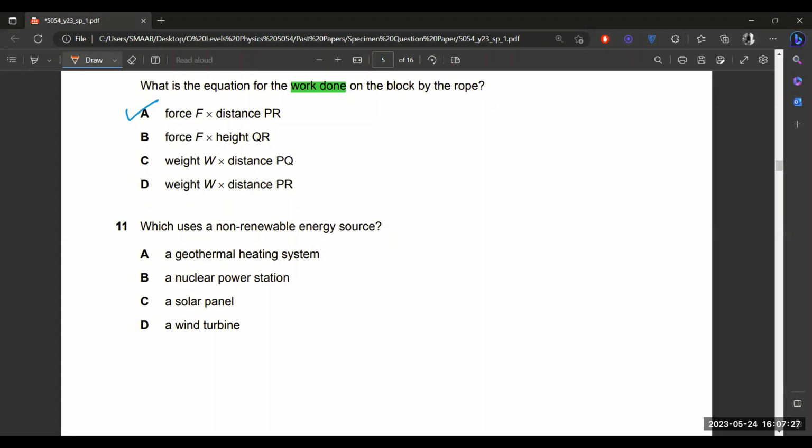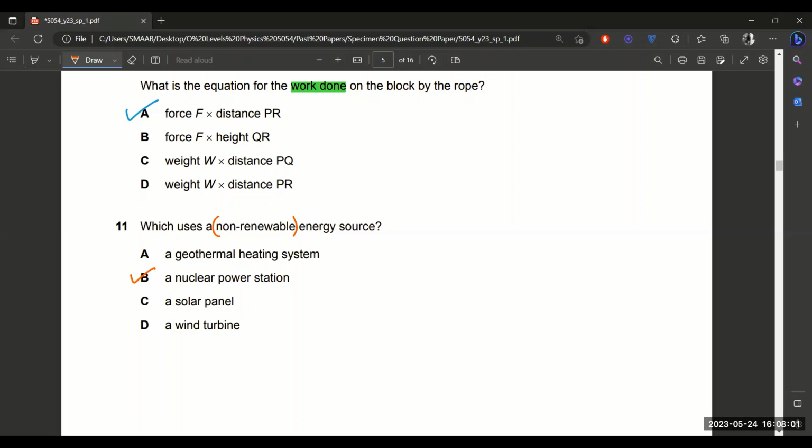So in this question, we need to find out which uses a non-renewable source. So we need to identify the type of energy which uses a non-renewable energy source. So first of all, a geothermal heating system. Basically, a geothermal heating system is renewable because solar energy is always available, and that is renewable. And in option B, a nuclear power station. That is possible because once we start the reaction, again we are not going to use the same material, because there is a concept of half-life and the radioactive decay in radioactivity.